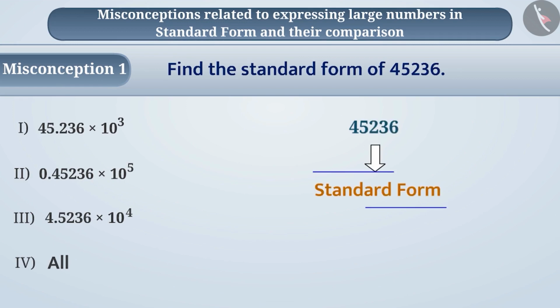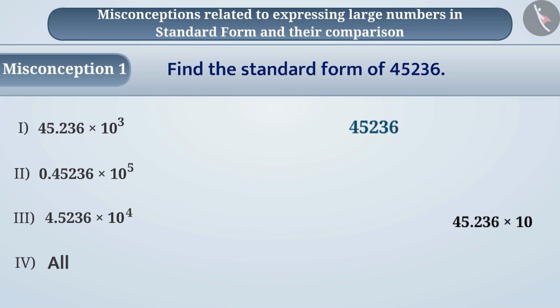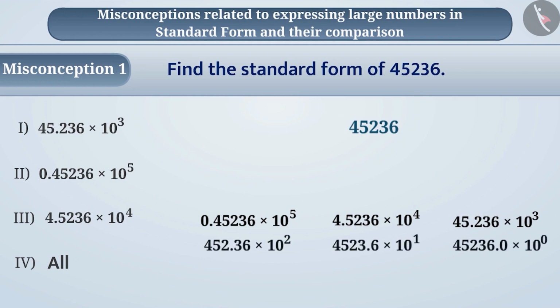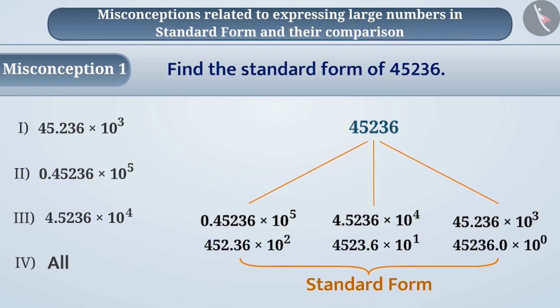45,236 in standard form, fail to understand the concept of standard form altogether. They consider any exponential form to be the standard form of a number. With this knowledge, they believe these decimal forms 45.236 into 10 to the power of 3, 0.45236 into 10 to the power of 5, and 4.5236 into 10 to the power of 4 to be the standard form of a given number and choose option 4, which is the wrong answer.